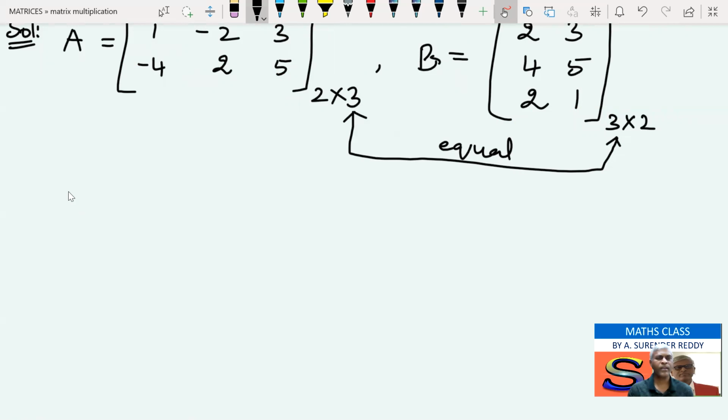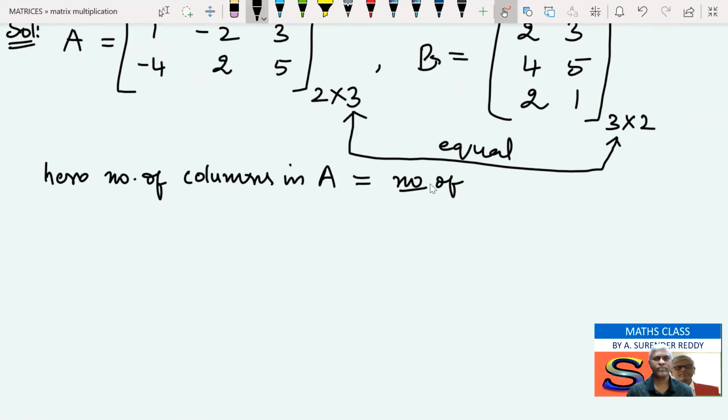So here the number of columns in A is equal to the number of rows in B. So the number of columns in the first matrix is equal to the number of rows in the second matrix.